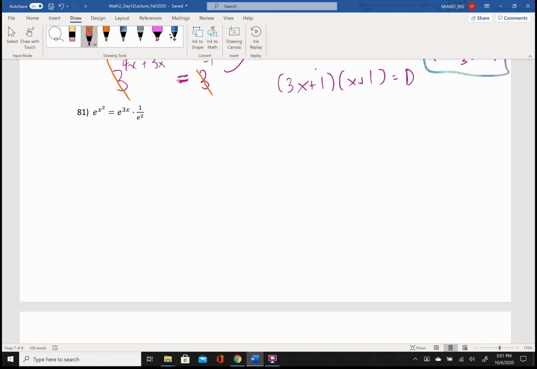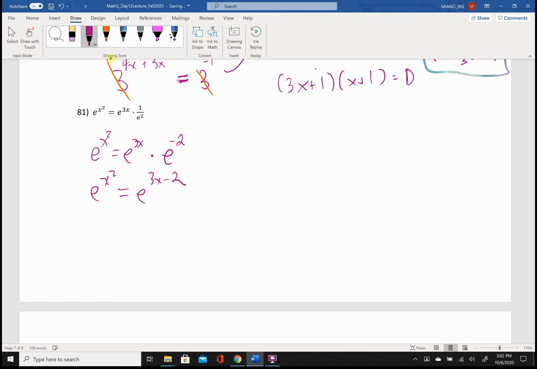So here we want to recognize what's going on over here with this 1 over e squared. We're going to use a negative exponent in order to get that to be an e, but in the numerator space. So like so. It'll be rewritten as e to the negative 2 power. Now we have exponential expressions just being multiplied together that have the same base. So we could add the exponents, which will look like this: e to the 3x plus a negative 2, or minus 2.